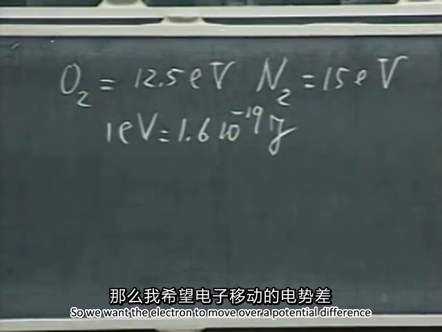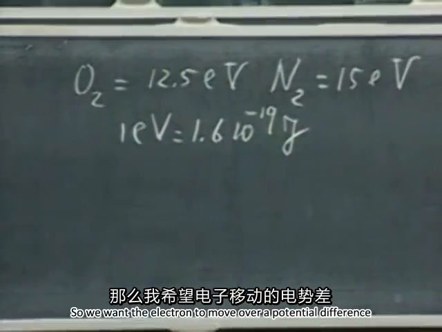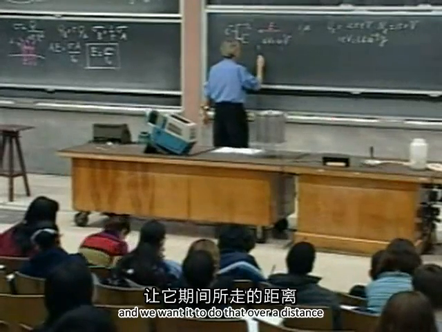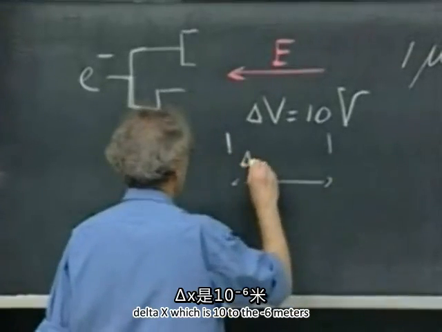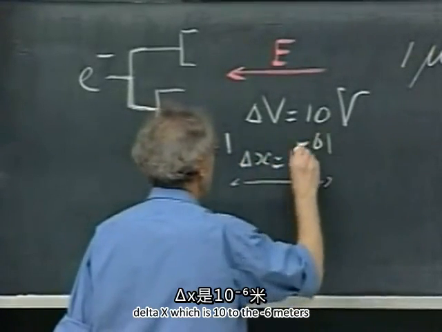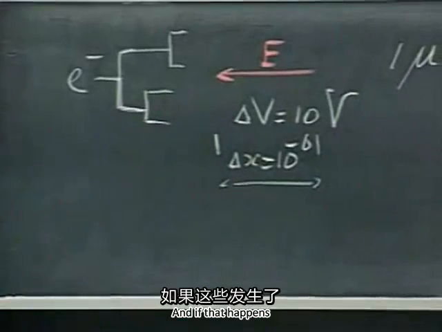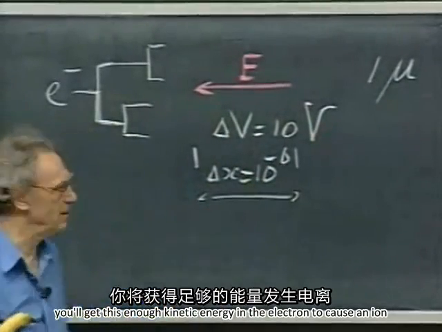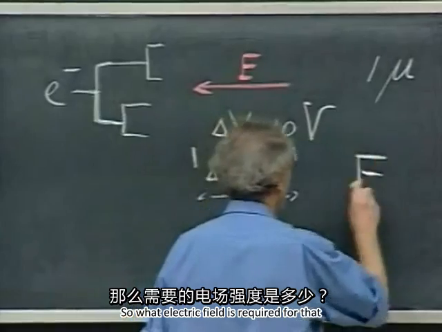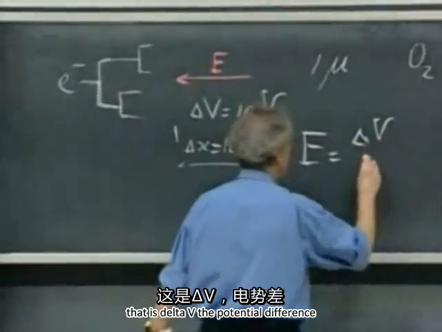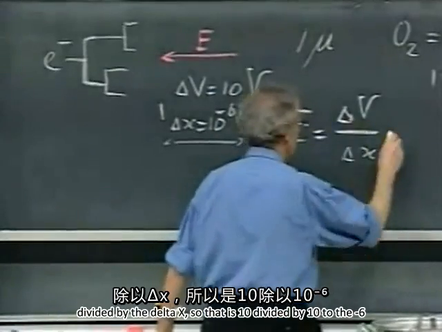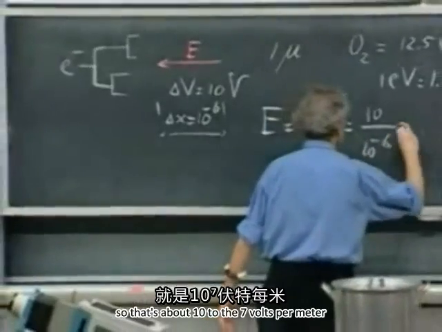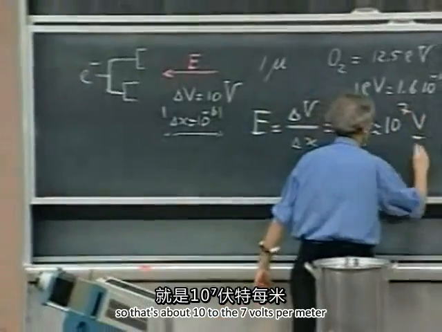So we want the electron to move over a potential difference delta V, which is roughly 10 volts, and we want it to do that over a distance delta x, which is 10 to the minus 6 meters. That's your 1 micron. And if that happens, you'll get enough kinetic energy in the electron to cause an ion. So what electric field is required for that? That is delta V, the potential difference, divided by delta x. So that is 10 divided by 10 to the minus 6. So that's about 10 to the 7 volts per meter.